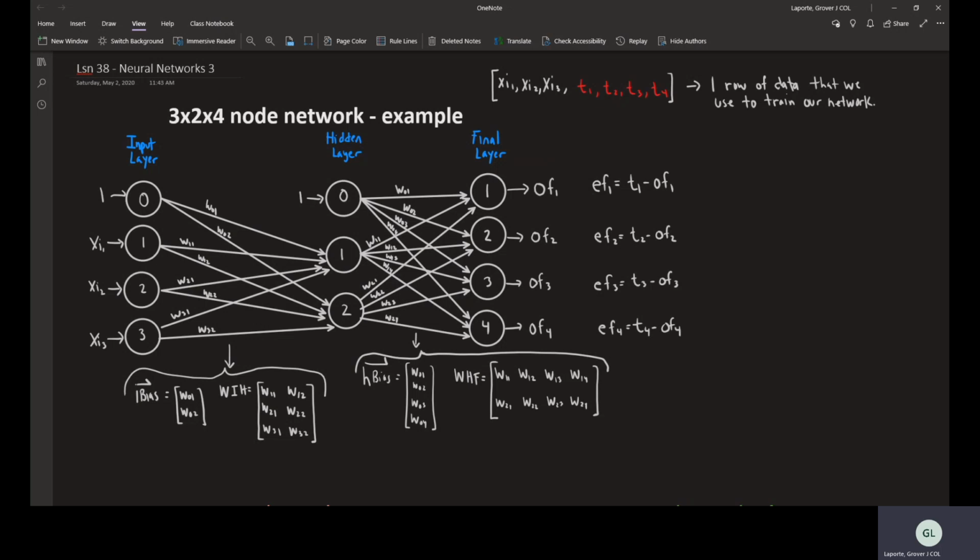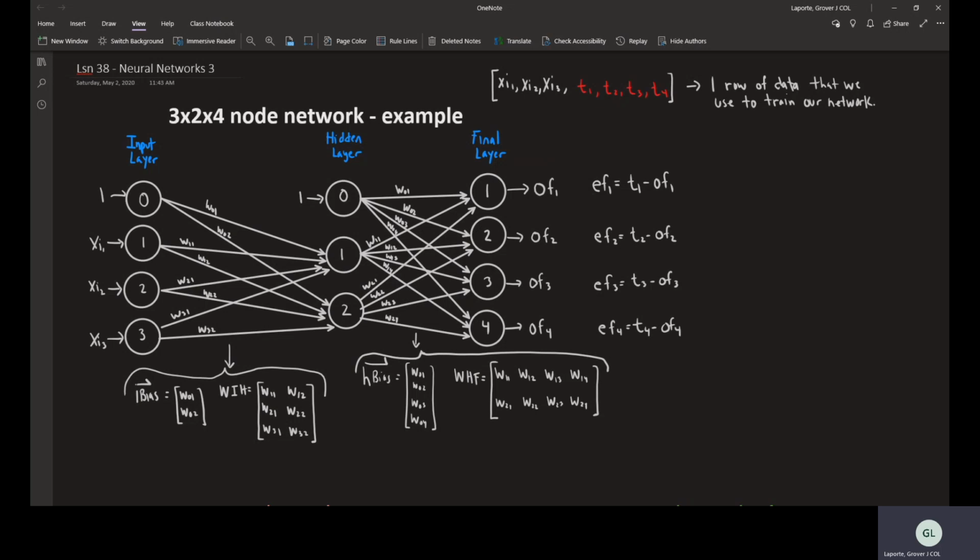And so what we want to do is find out how, the good thing is, everything that we do in this lesson can be generalized to any number of nodes in your input, hidden, and final layers. So we want to just investigate what happens for this particular one, and I used 3, 2, and 4 because it gave us different dimensions in our vectors and our matrices, and so we can see how those things are lining up.